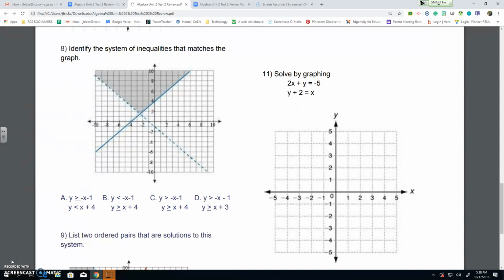Looking at number 11, it says solve by graphing. Now the key here is that these are not solved for y yet, so we do have to solve for y and get them in slope-intercept form.